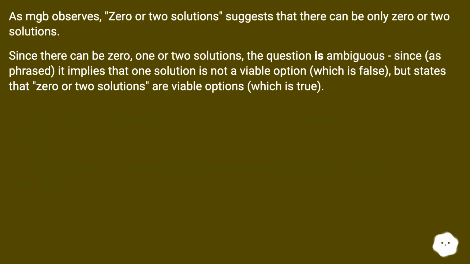As MGB observes, "0 or 2 solutions" suggests that there can be only 0 or 2 solutions. Since there can be 0, 1 or 2 solutions, the question is ambiguous, since, as phrased, it implies that one solution is not a viable option, which is false, but states that 0 or 2 solutions are viable options, which is true.